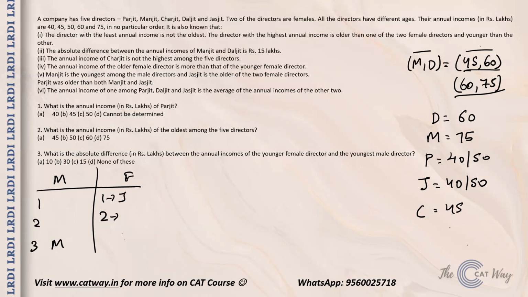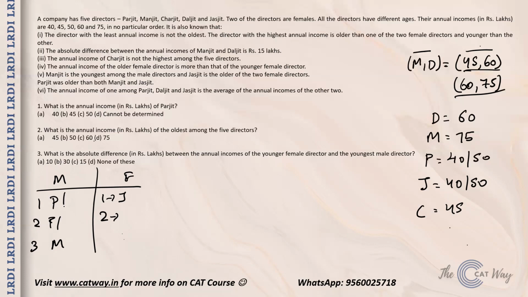We have been given that Prajit was older than both Manjeet and Jasjeet. So what we can definitely say is that one of these positions is going to be occupied by P, that is certain. Now what you have is a D and a D and a C left. Let's read the conditions again. The director with the least annual income is one among P and J, and is not the oldest. So that is done.